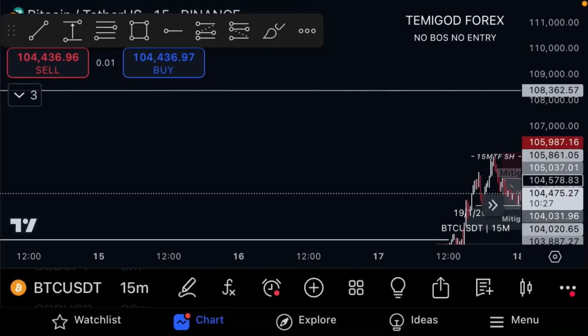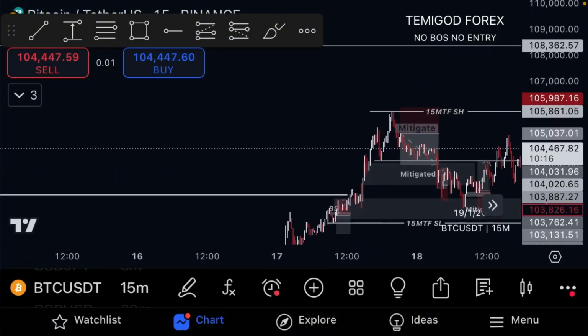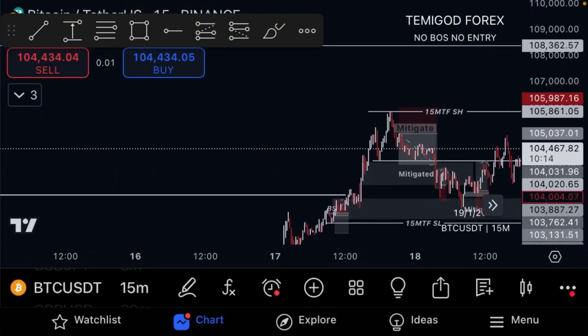In today's lecture, we're going to understand how to take a reversal trade, and this is a topic that has always been requested by so many people on this channel. So let's go straight to the point. Now, to take a reversal trade, you need to understand the smart money concept.